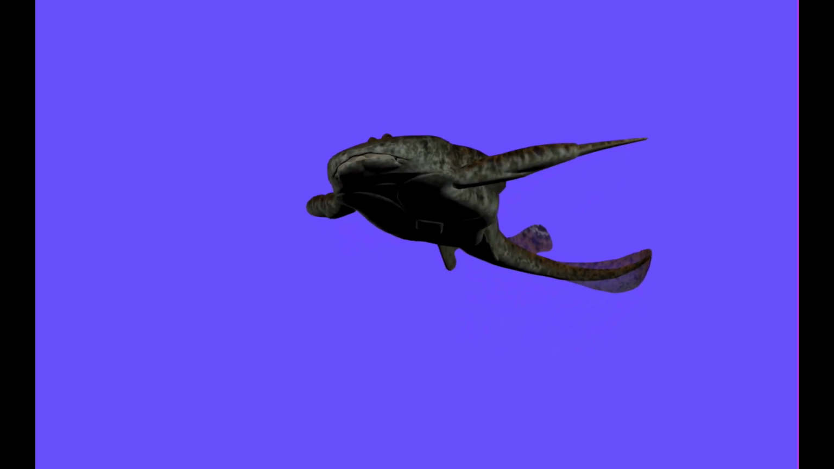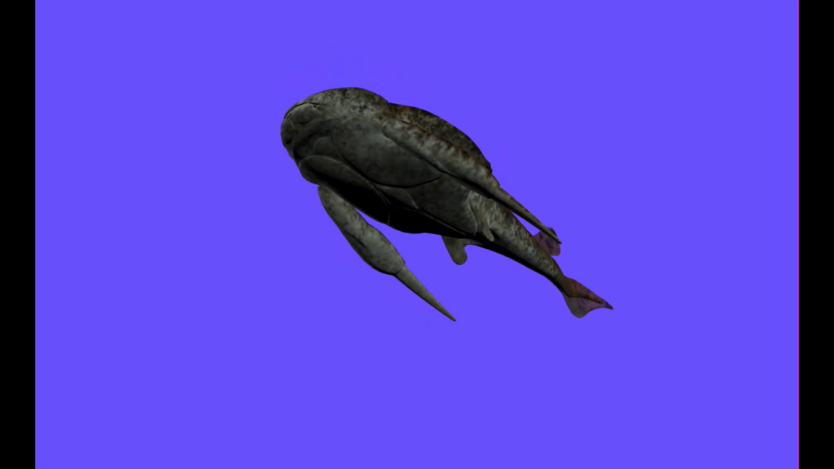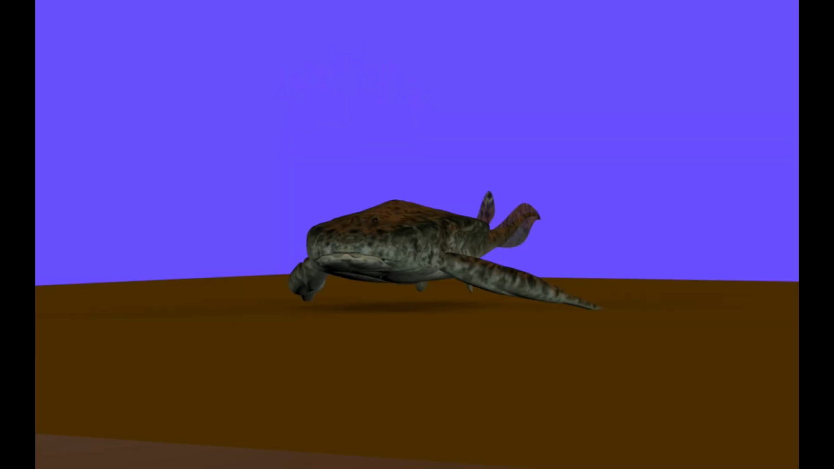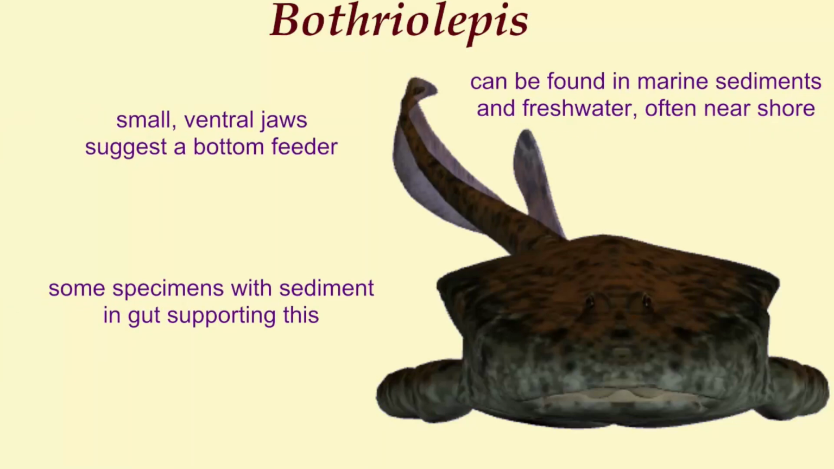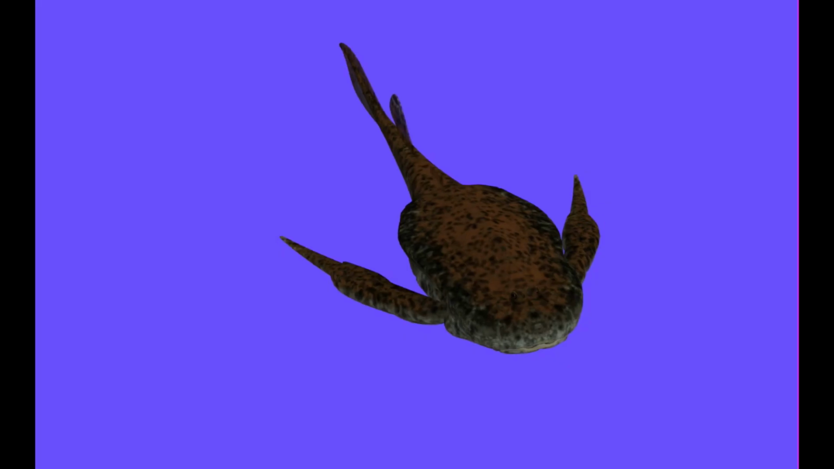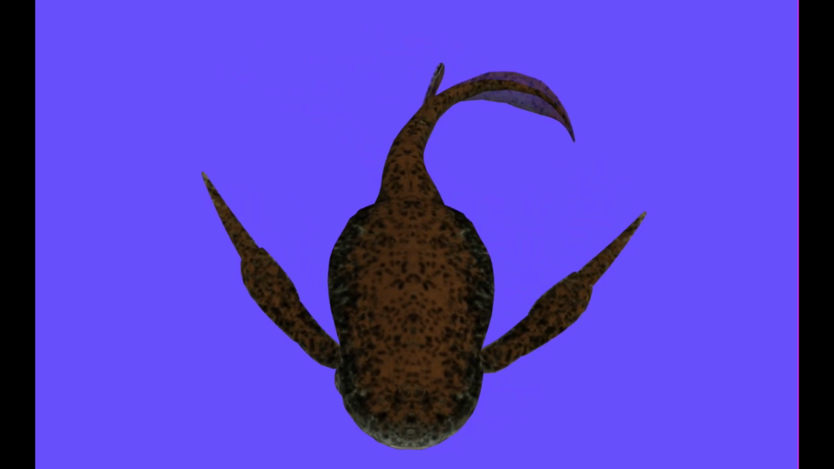The bony head shield was divided into two regions, a head and a thorax. The small jaws, which faced ventrally, suggest that it was a bottom feeder, and some specimens have sediment preserved in their gut, which supports this idea. Specimens have been found in both marine and freshwater environments, often near shore.